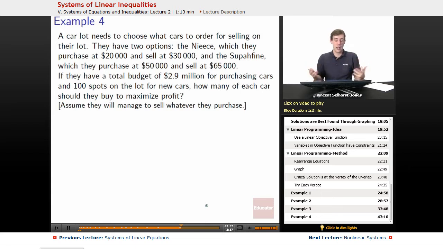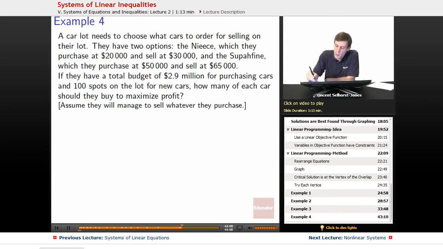Assume that they manage to sell whatever they purchase. So the idea here is they purchase a car and then they mark it up and they sell it. And so the difference between those two is how much money they make. But they've got limits on how much money they start with for purchasing cars and how many spots they have to actually put the cars on the lot. So they have to figure out what is the best combination of cars to purchase to maximize how much money they make out of it.